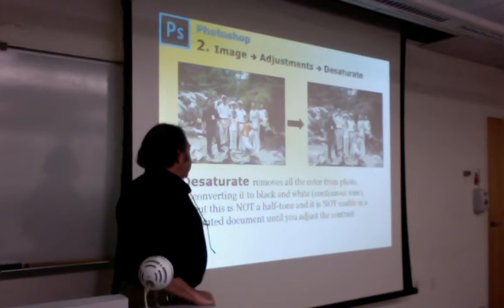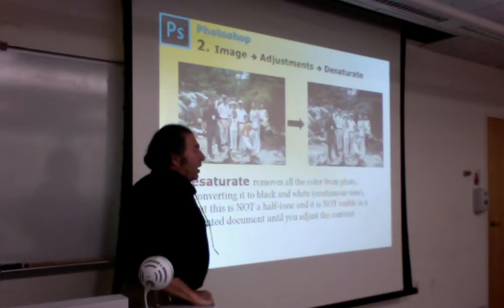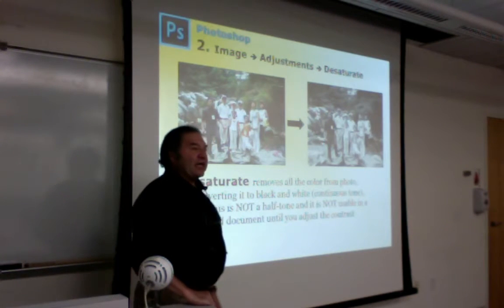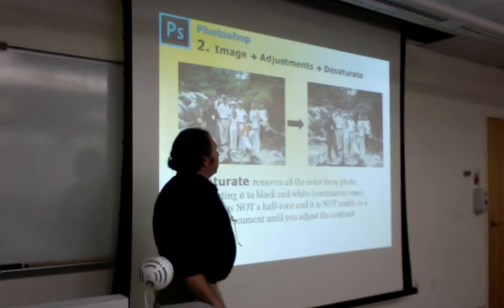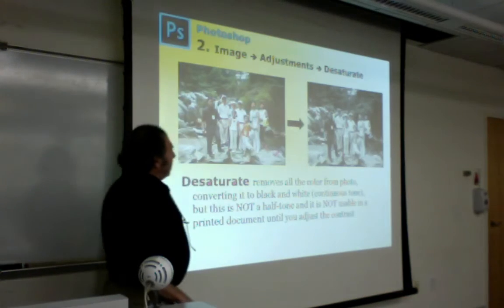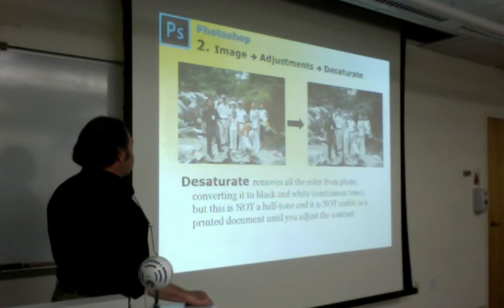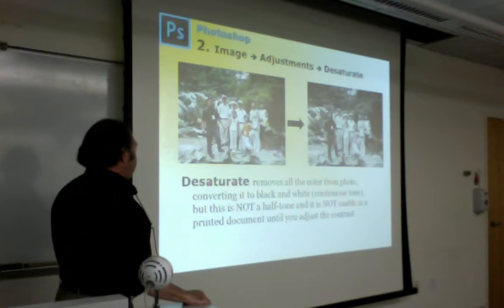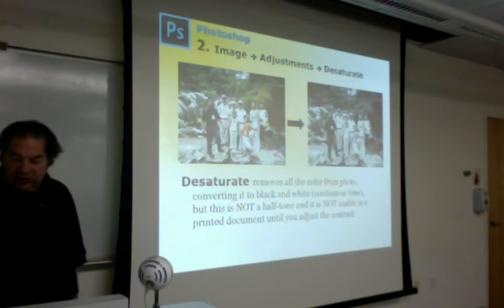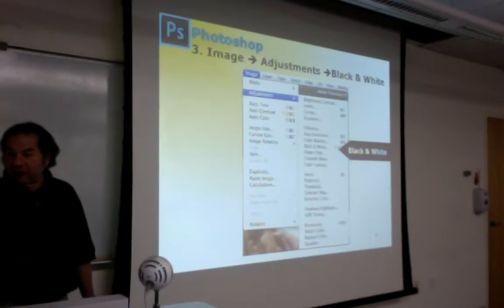That's referred to as continuous tone. It's not a halftone. Halftone means that it's made up of dots. This picture is not made up of dots. It's made up of much smaller pixels and grains of color. And you can't use it until you adjust the contrast, which is not hard to do.